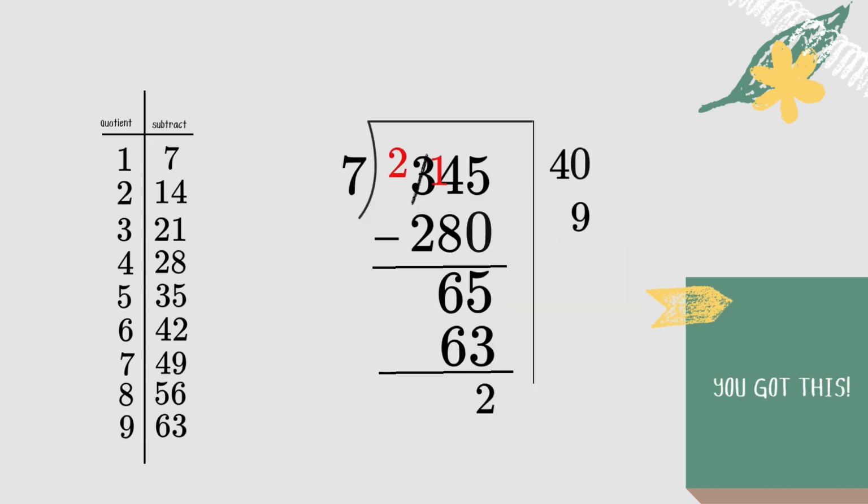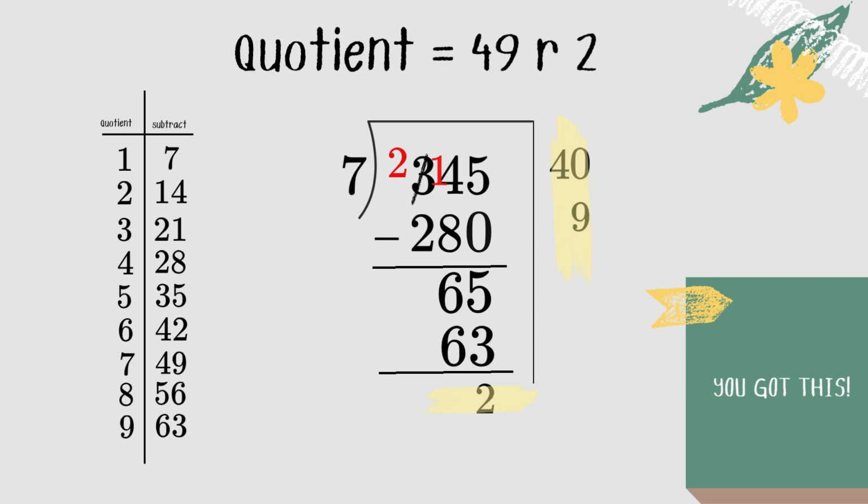It's been a long journey, but we're at the end of this problem, and you can see that my quotient is 49, remainder 2. In the number 345, there are 49 groups of 7, and there would be 2 left over. Yay, we did it!